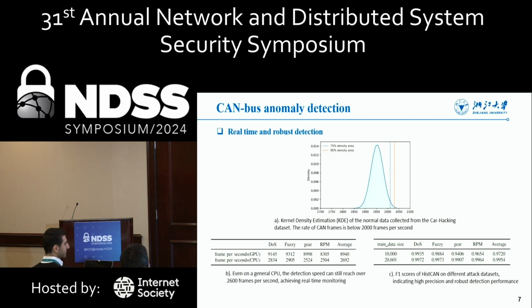The detection speed of HistoCAN reaches over 2600 frames per second, even on a general CPU, achieving real-time monitoring. And as shown in the bottom right table, HistoCAN was able to achieve accurate detection even when we reduced the training data by half, which proves the robustness of our approach.